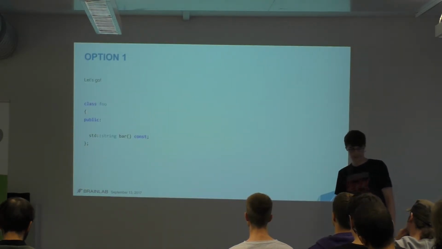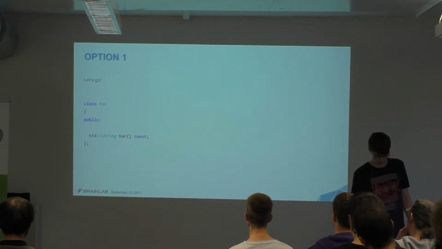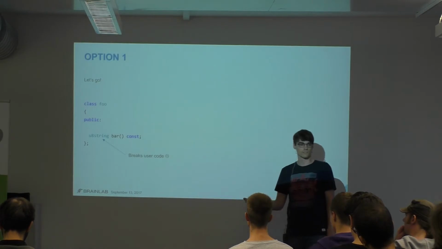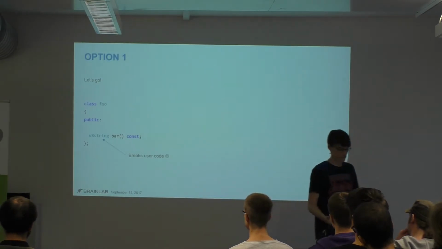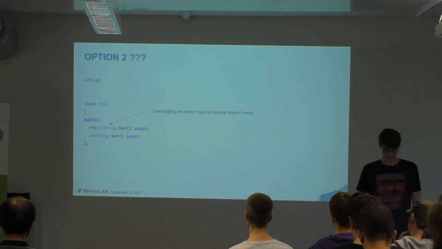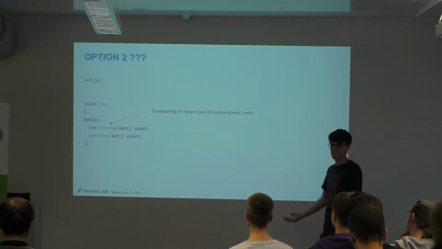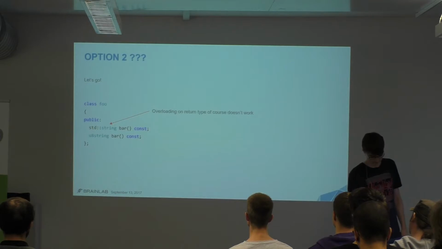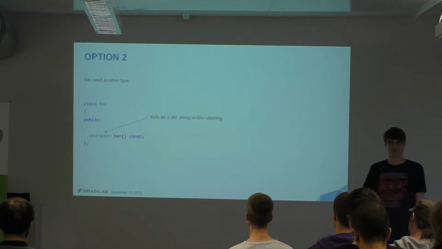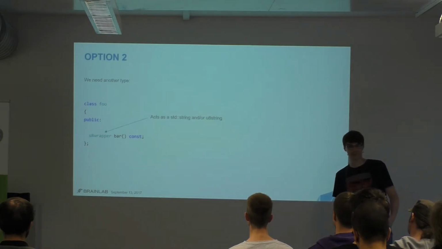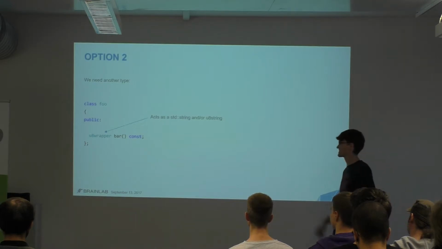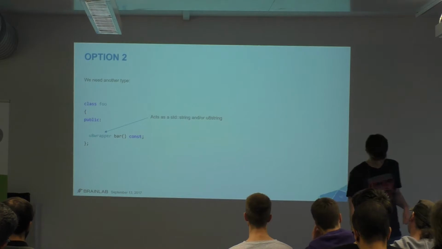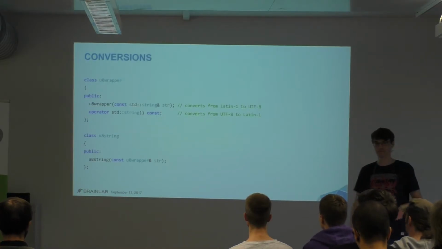So let's go. This is our original class. And when we change this to U8string, then this breaks user code. So what are we going to do? Well, of course, overloading on return type is just not possible, right? Would be great. So we have to introduce, of course, a new type. That's how we solve problems in C++. Now this type acts like a string or a U8string. How am I going to do that?